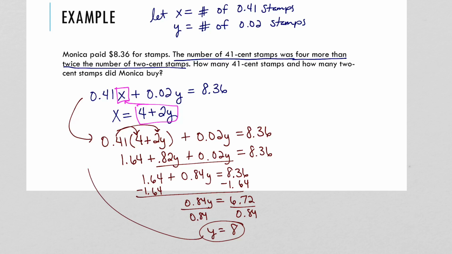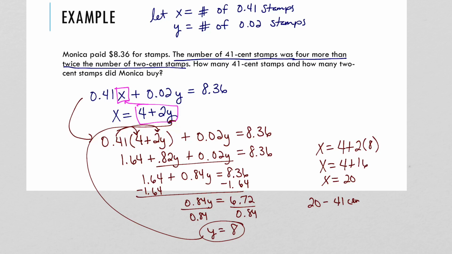And to figure out how many 41-cent stamps, I'm going to take this 8 and put it in for y right there. So I've got x is equal to 4 plus 2 times 8. So there were 20 41-cent stamps, and there were 8 2-cent stamps.